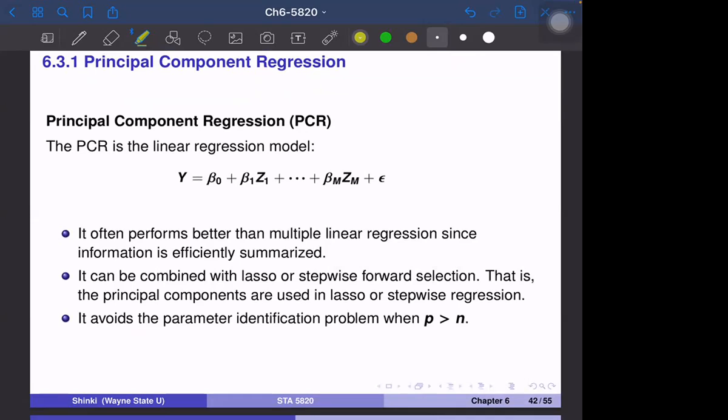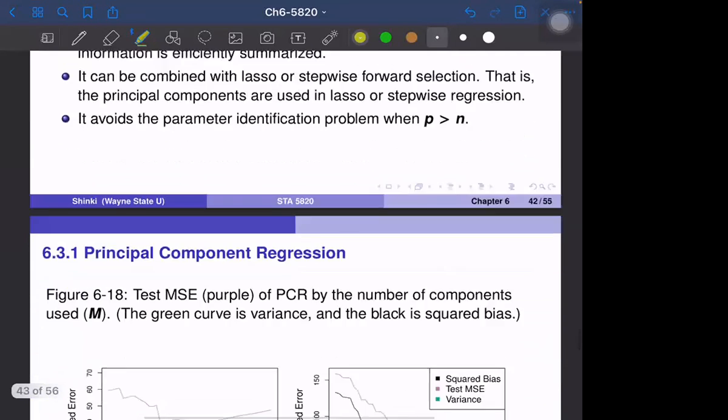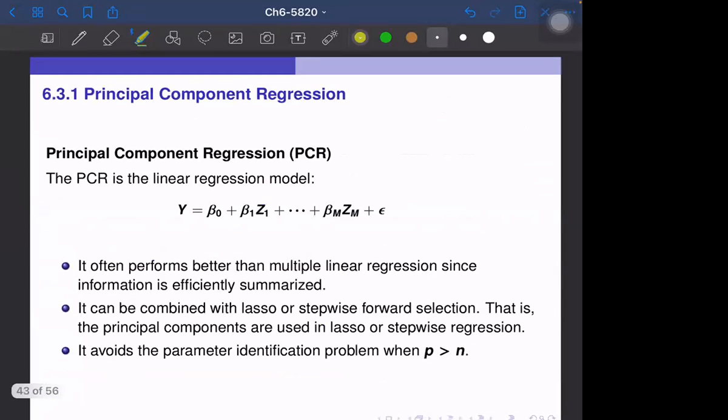Do you have questions? Principal component regression. This is not really complicated. The idea is that we use z1 to zm instead of x1 to xp. Suppose p is much larger than m, then it's very useful to use several principal components. Suppose 99% of the variability in x1 to xp is explained by z1 to z3, then we can just regress y on z1 to z3. Then we can retain most of the information.